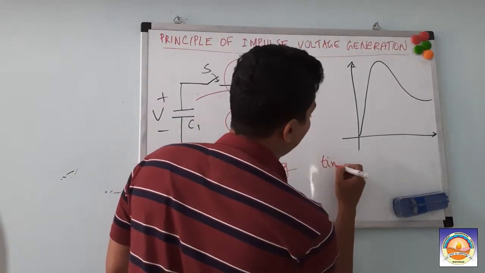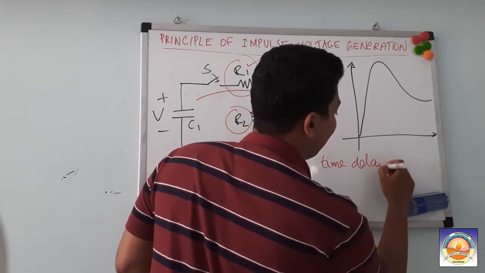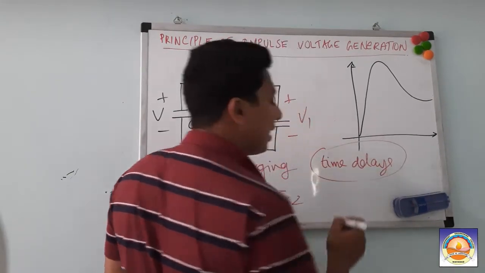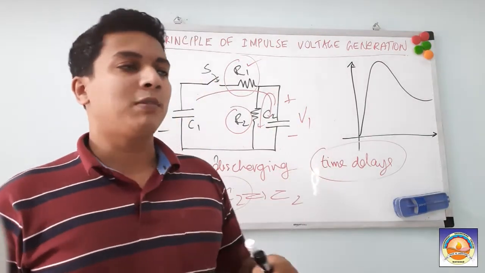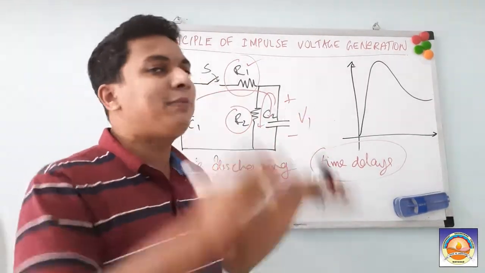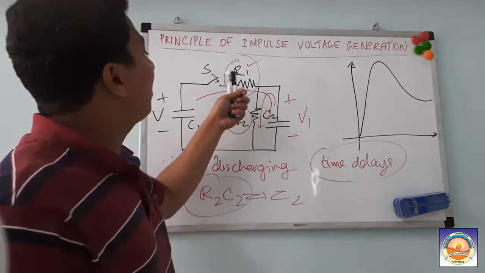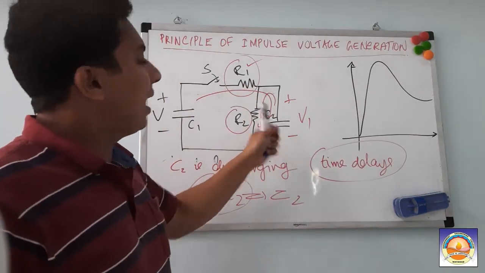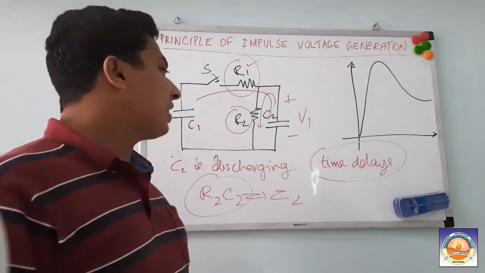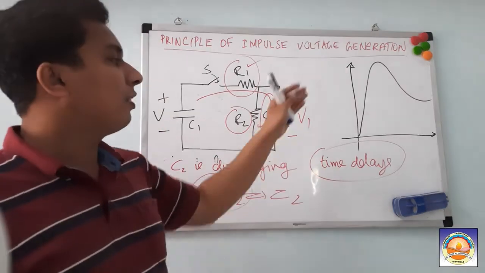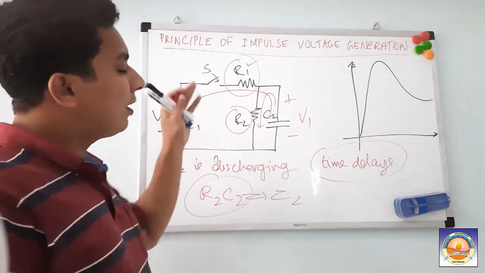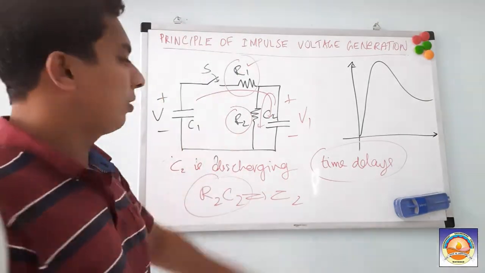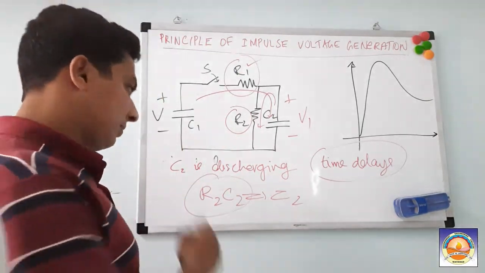You are able to introduce time delays. Like you have an impulse voltage, and as I already told you, it can be lightning impulse or switching impulse. In both of them, how much time delay you have to introduce will be determined by R1, R2, and the value of C2. So this is the principle of operation of lightning impulse voltage generation. This is what we are going to particularly look into with different circuit setups.